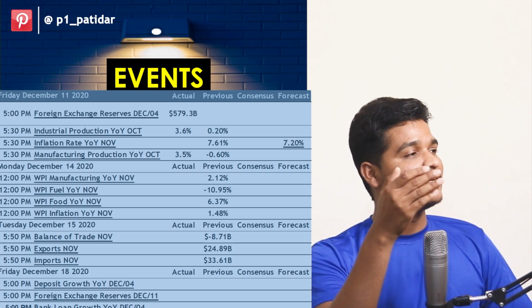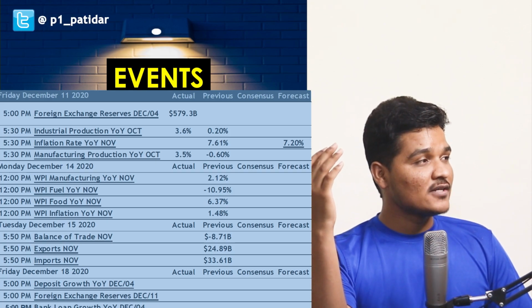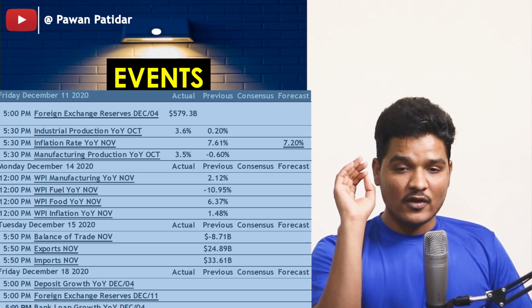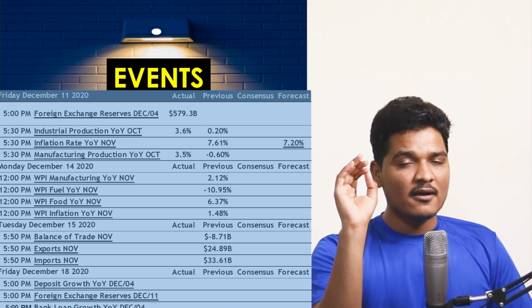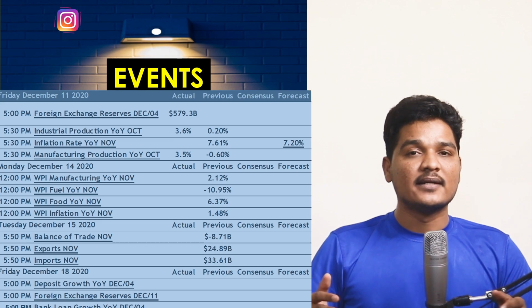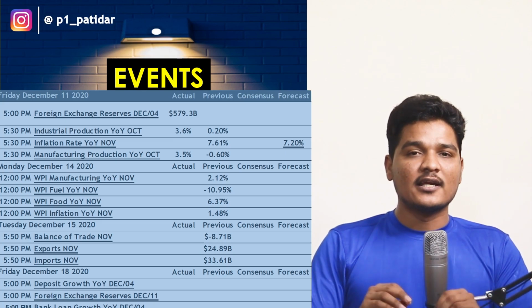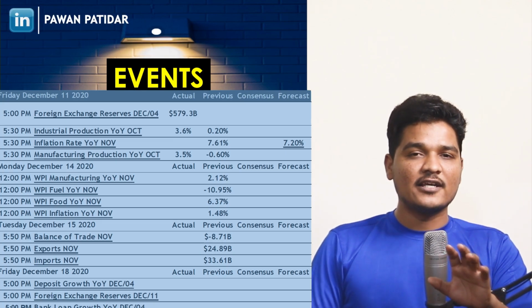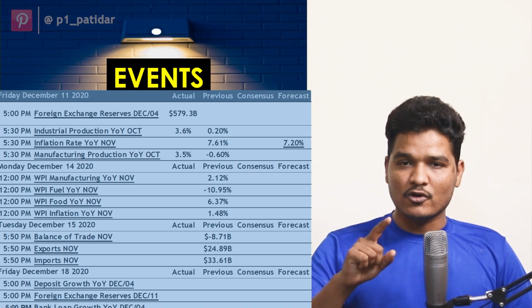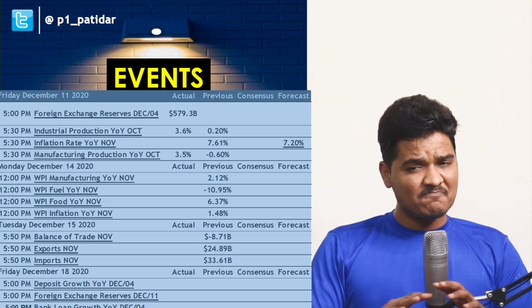And if you see here, there are going to be more events on the 14th of December and 15th of December. So whenever you are entering any trades, make sure that you already know what events are going to happen in those sectors, so that if anything goes wrong, you will be well aware of it before it happens, so that you can book your losses or book your profit before it goes wrong.